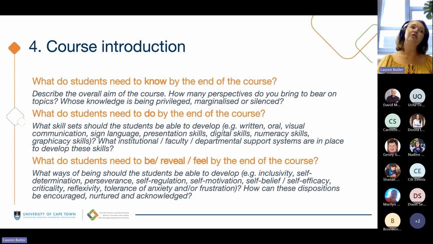And then the last one about what students need to be or reveal or feel by the end of the course relates to ways of being that you want students to develop through taking your course. So, for example, inclusivity, self-determination, perseverance, self-regulation, self-motivation, etc. So it's a bit of a list there, but you want them to know these are the things that they can look forward to developing throughout the course. And then you can also think about how these dispositions can be encouraged, nurtured, or acknowledged throughout the course.